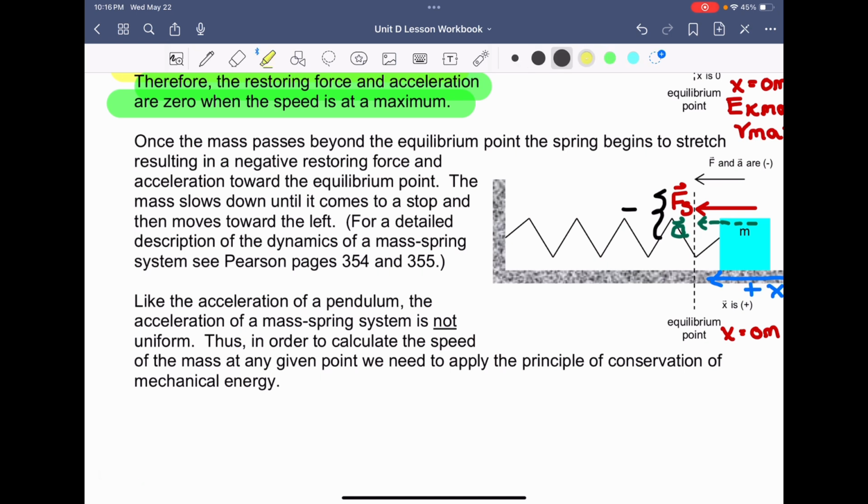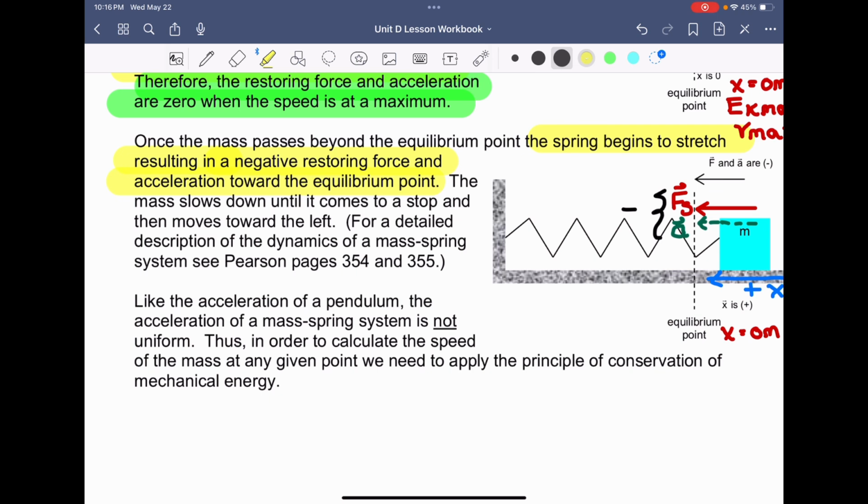So once the mass is beyond the equilibrium point, it begins to stretch, and that stretch results in a negative restoring force and an acceleration towards the equilibrium point once it stretches past that equilibrium. The mass then slows down and comes to a stop very momentarily at the end, and then once it comes to a stop, it's going to want to accelerate back towards the equilibrium.